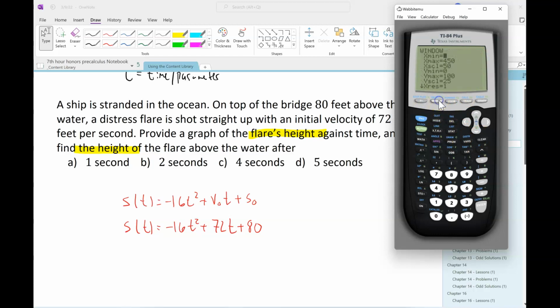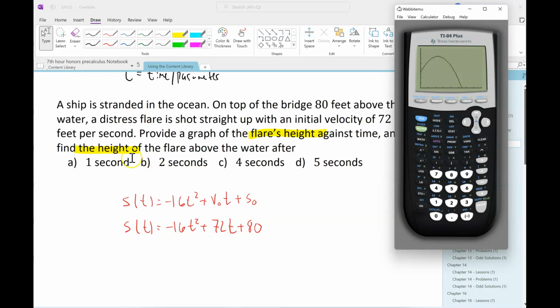I'll just set my window here. Since x is representing time, I don't know how long this thing is going to be in the air, maybe 8 seconds or something. I'm just guessing. And how high would it go? Zero height is a decent minimum. We're shooting straight up in the air, starting at 80 feet. I don't know. Let's try 200 and see what we get. Hit graph. There's a graph of height versus time. So that answers the first part of the question.